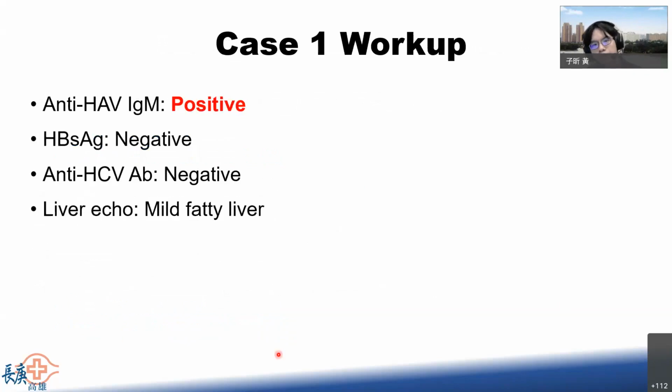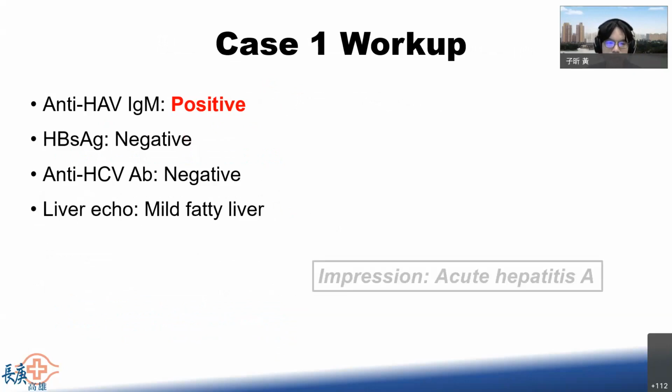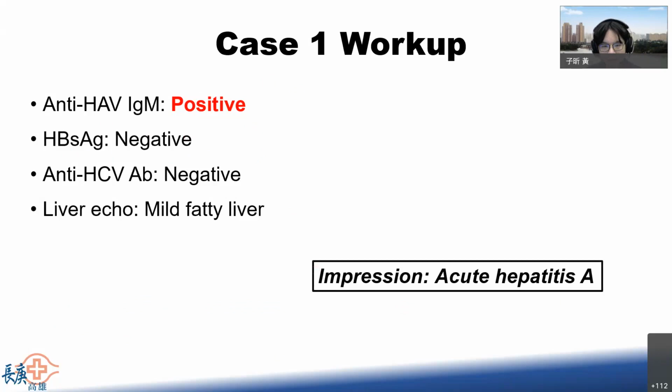Back to our patient, you might want to test for hepatitis viruses first, right? When you check the IgM of anti-HAV antibody, it shows a positive result. As you all might know, IgM is for the acute phase, and anti-HAV IgM positivity simply indicates that the patient has acute hepatitis A. So we probably have the impression of acute hepatitis A.